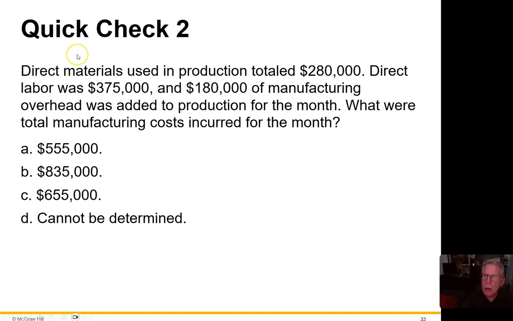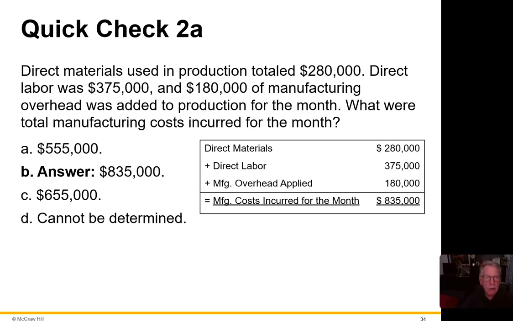Okay, so here some direct materials are used in production, totaling $280,000. Direct labor was $375,000, and $180,000 of manufacturing overhead was added or applied to production for the month. What were the total manufacturing costs incurred for the month? Well, that one's going to be pretty easy.